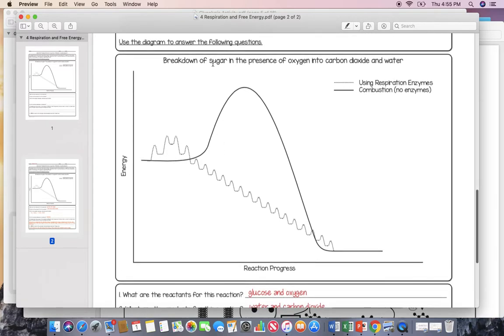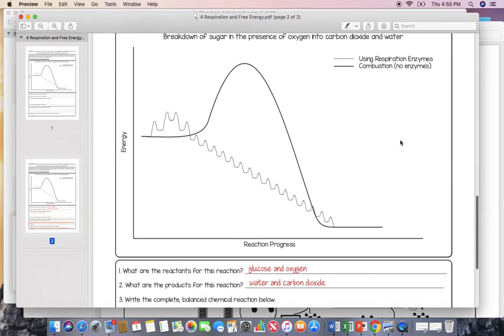So this is the breakdown of sugar. So we're starting with glucose in the presence of oxygen. That means it's aerobic, and it breaks down into carbon dioxide and water. So it's showing here, using the respiration enzyme, combustion, and no enzymes. So when combustion happens and there's no enzymes, this is how energy happens, the energy within the system. And in this one, when you use the reaction enzymes, this is how it changes the reaction progress.